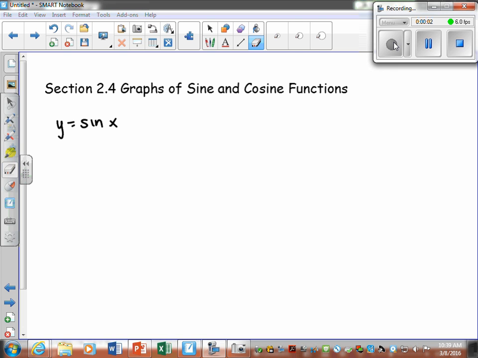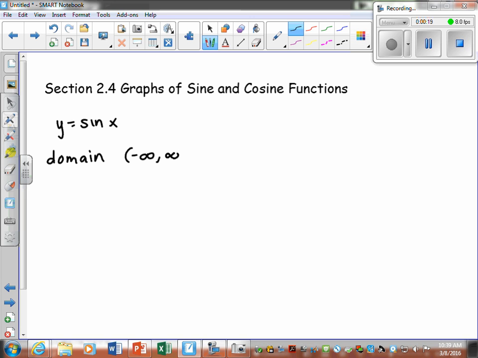Okay, in this lesson we're going to work with graphs of sine and cosine functions. Before we start, we're going to recall some of our properties of sine of x and cosine of x. So the first thing we're going to talk about is remember our domain, and our domain we said was negative infinity to positive infinity.